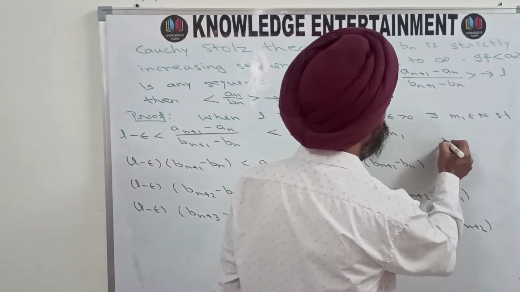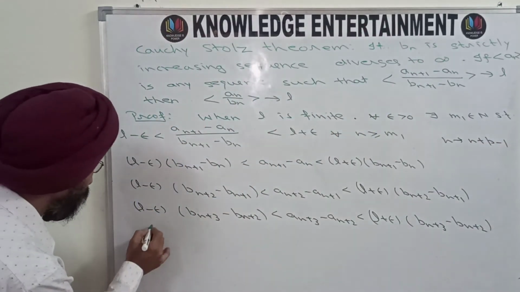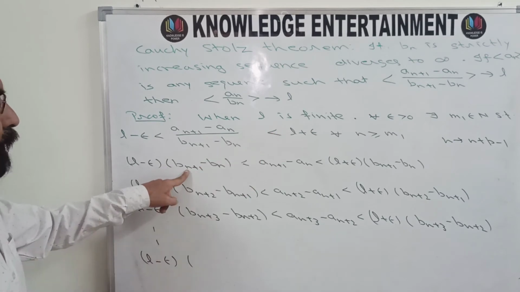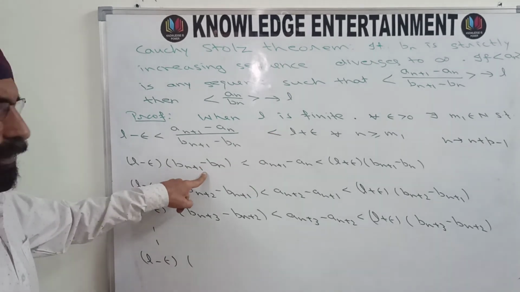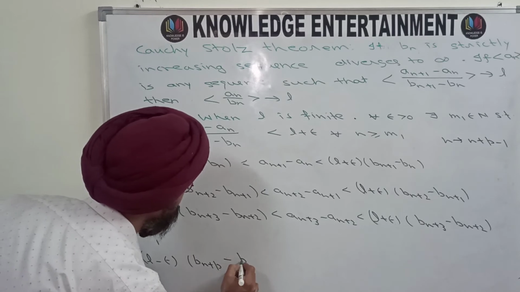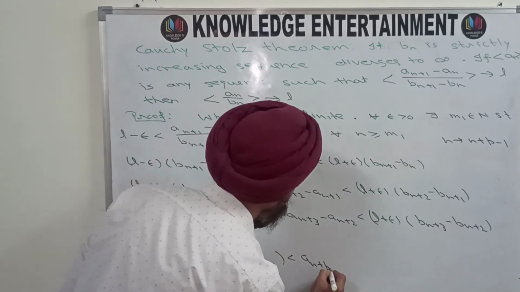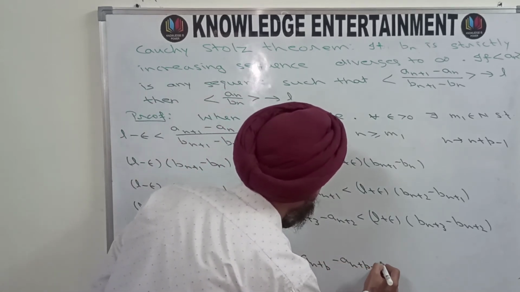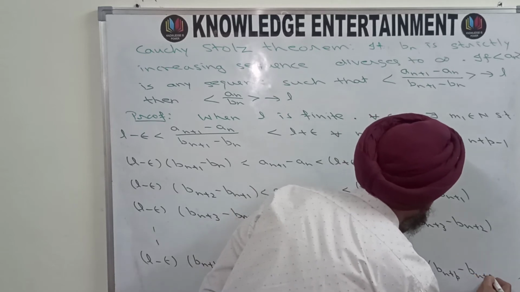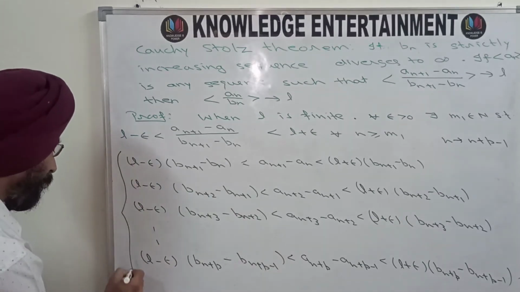And at the end, you substitute n by n plus p minus 1. Replace n by n plus p minus 1, so n plus p minus 1 plus 1, the 1 will be cancelled, and you will get (L minus epsilon)(b_{n+p} minus b_{n+p-1}) is less than a_{n+p} minus a_{n+p-1} is less than (L plus epsilon)(b_{n+p} minus b_{n+p-1}). And now add all these inequalities.